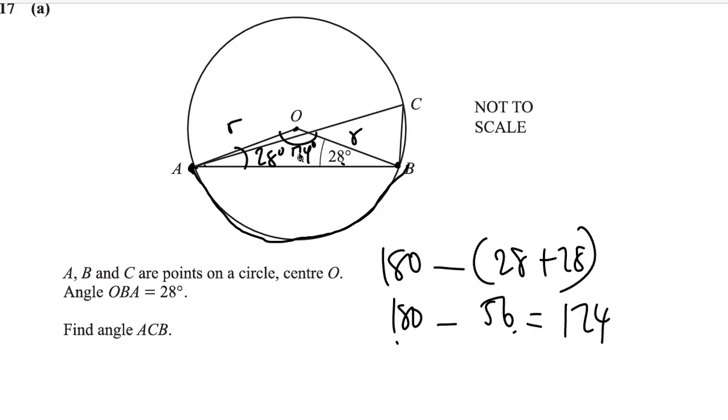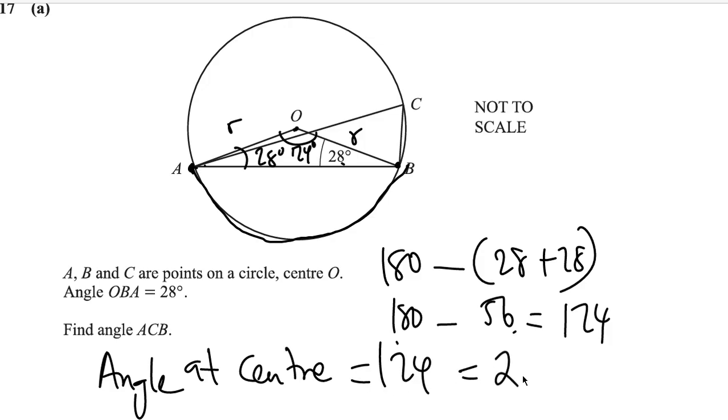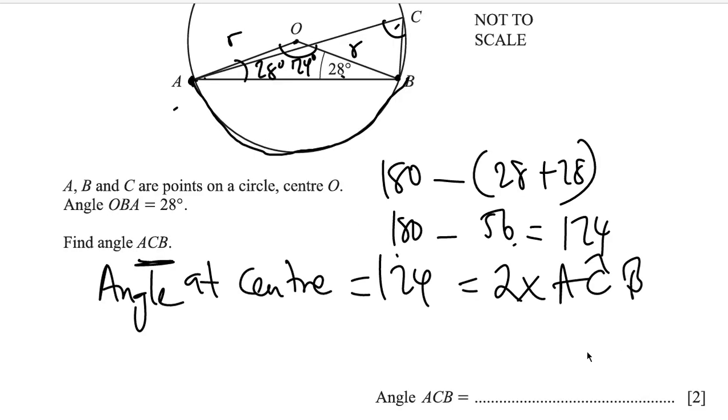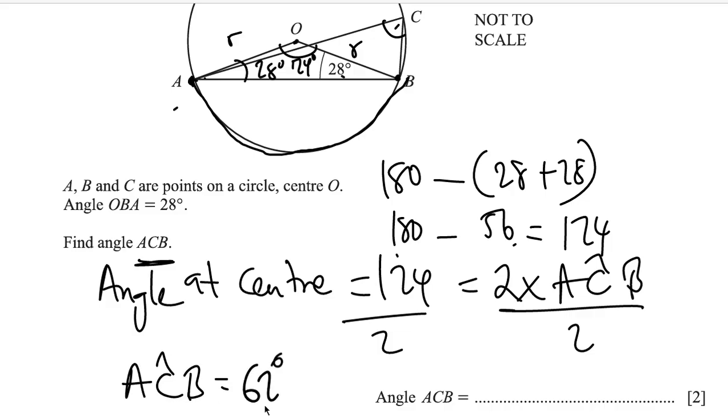So if here's 124, the angle at the center, which is 124, is twice the angle at the circumference, which is the angle over here, which is asking the question, ACB. So 2 multiplied by ACB. In order to get the value of ACB, we divide through by 2, and that implies that ACB is going to be equal to 62 degrees.